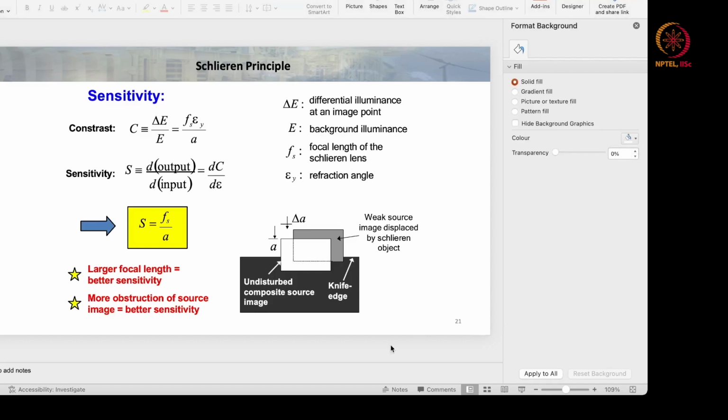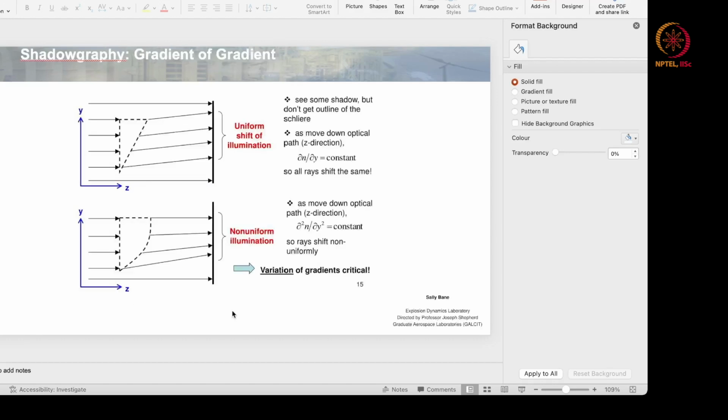Today, we are going to take this moment and talk a little bit about the shadowgraphy mathematics in a couple of slides and show why it is dependent on the second gradient. That is what we are going to cover in this class. This is also from Sally Bain's PowerPoint presentation, part of the CalTech.